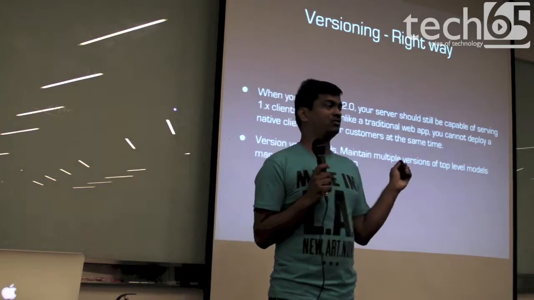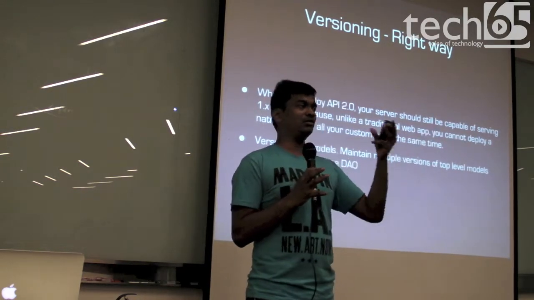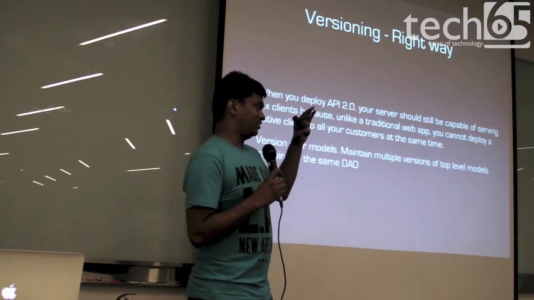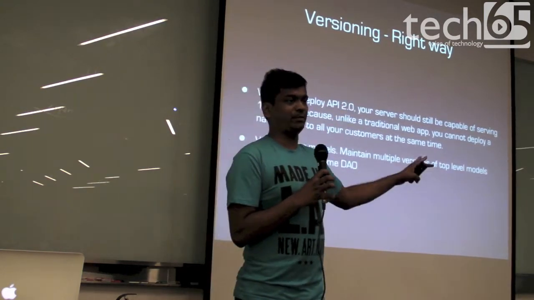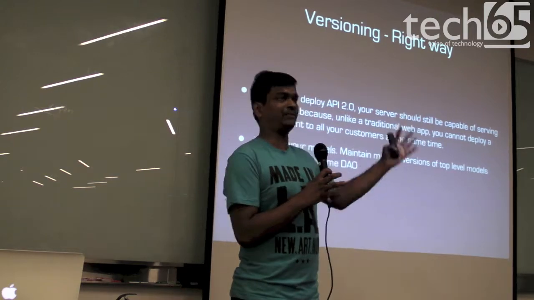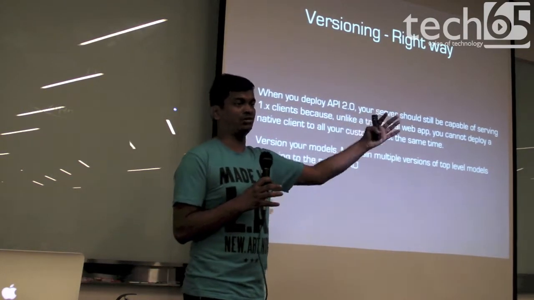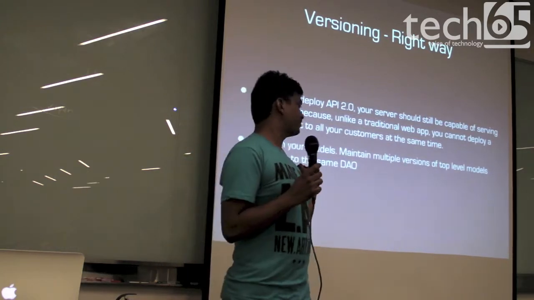Maintain multiple models in your code. If it is Ruby, I don't know if Ruby has namespaces. In Java and C#, what we do is we create namespaces, call it version 1, call it version 2, and create models inside those namespaces.